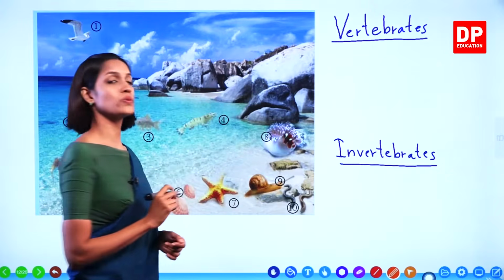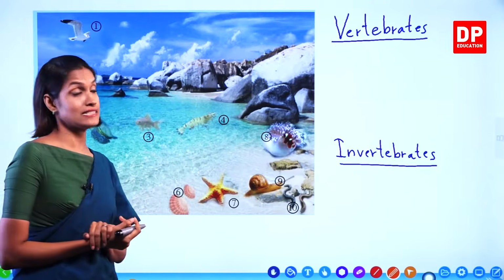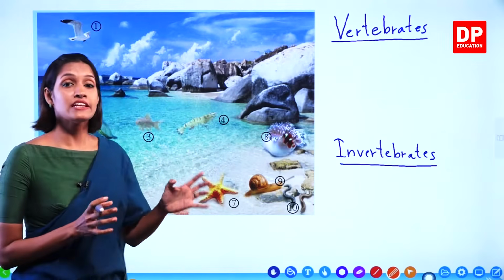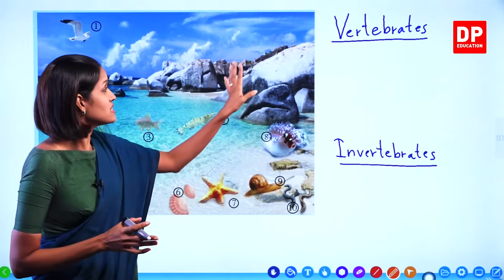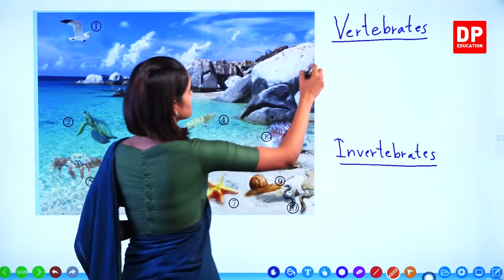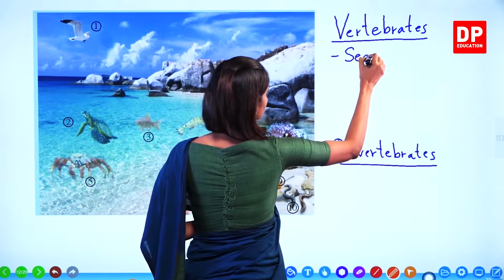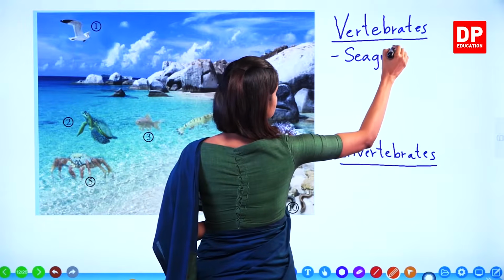Invertebrates. Okay, we will start from the first one. First one is the seagull, right? Seagull is a bird. It is a vertebrate because it has a skeleton and a backbone. Therefore, seagull goes here.